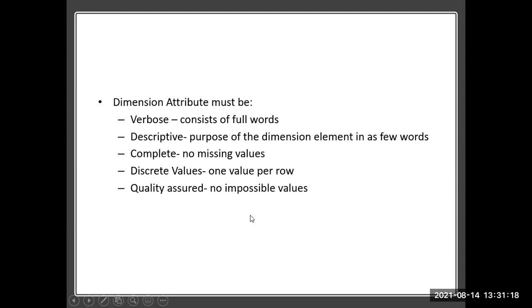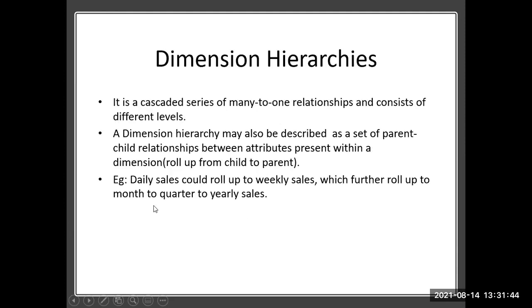If I say the data type is varchar, I can use alphabets or numbers also. But when I say number or integer, I have to use only numbers. And when the size is varchar 15, I cannot go beyond 15; I have to stay inside 15. That time we say this is quality assured. These are the 5 attributes for the dimension: verbose, descriptive, complete, discrete values, and quality assured.